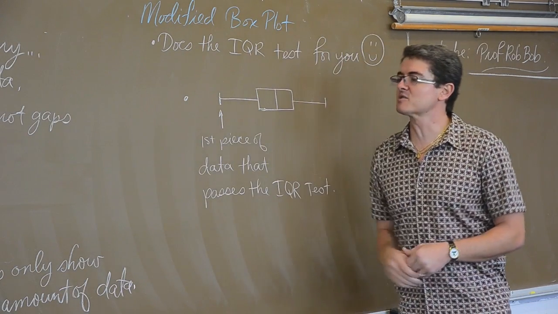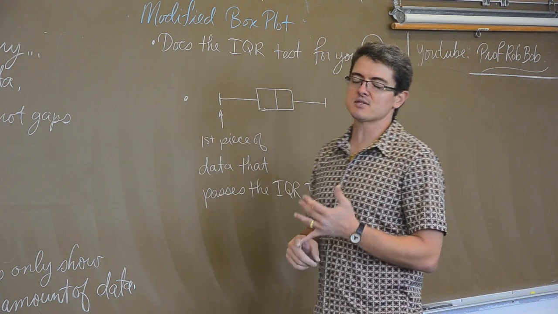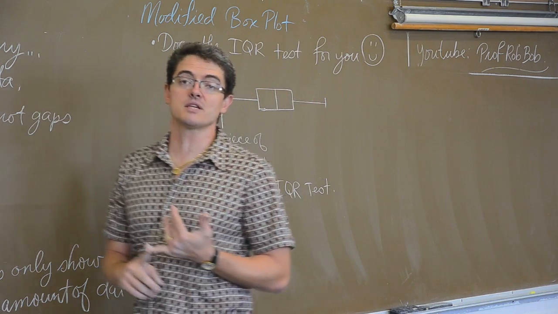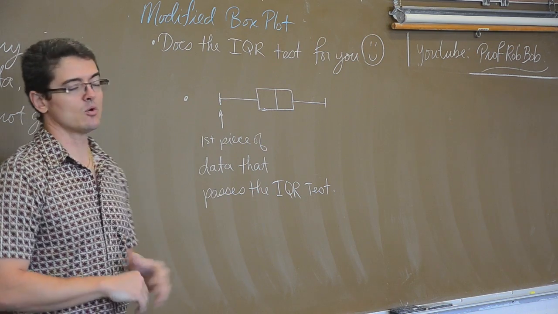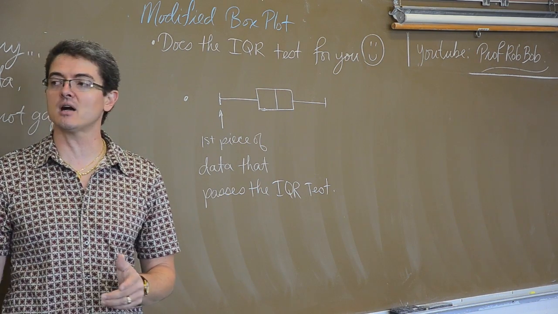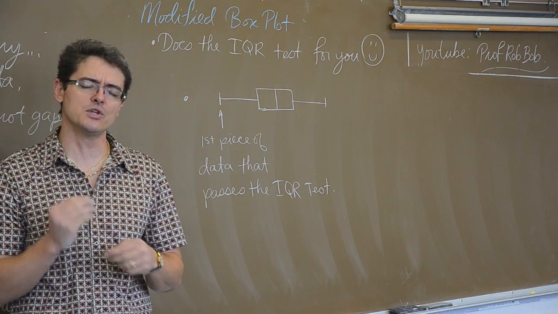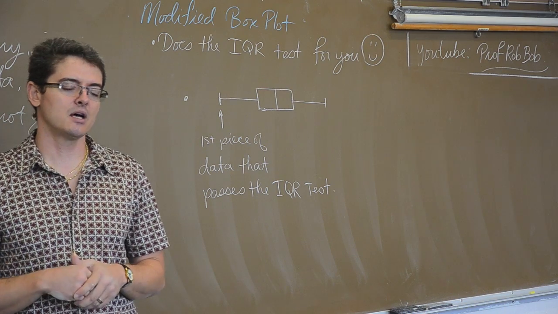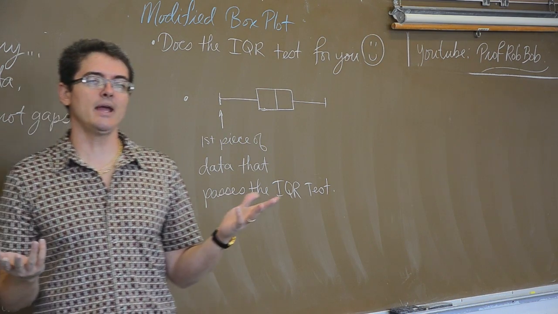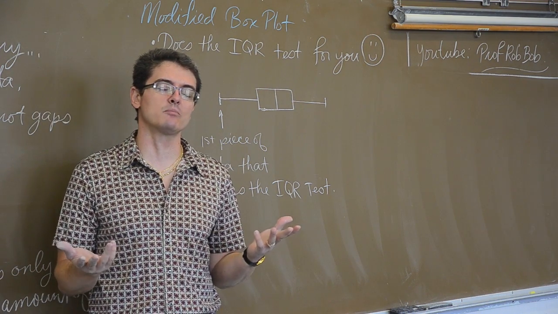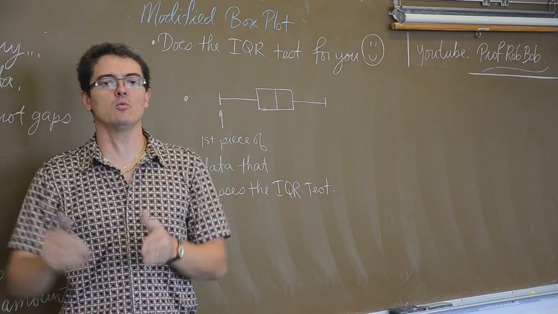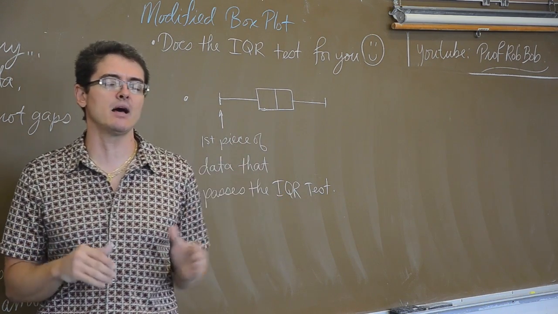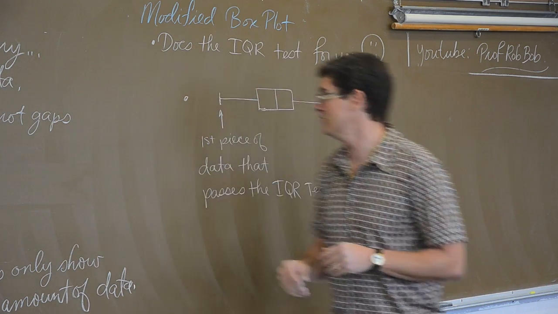Modified box plots are awesome because they take care of the IQR test for us, which means that they'll show us the outliers with individual points on the side. I just talked about how to do that IQR test. It's the IQR, which is Q3 minus Q1, times 1.5. You add that number to Q3, you subtract the number from Q1, and you get this imaginary boundary that you don't want your data to fall outside of.